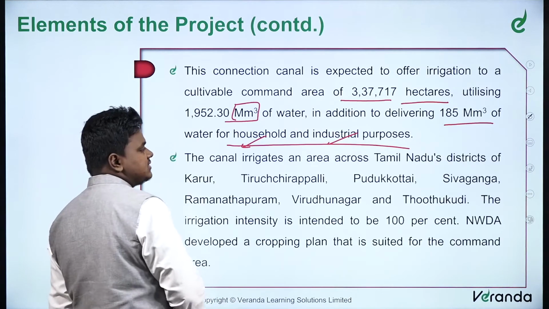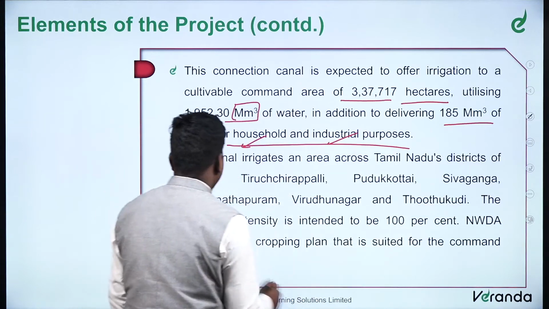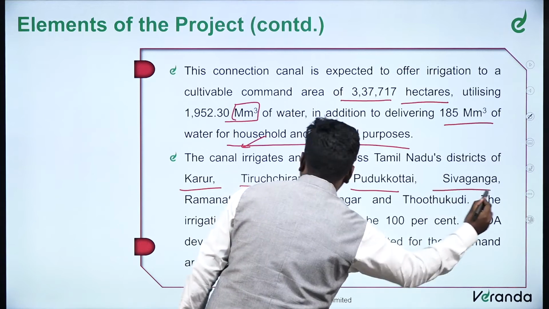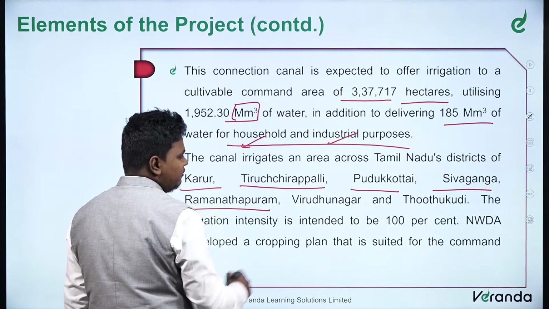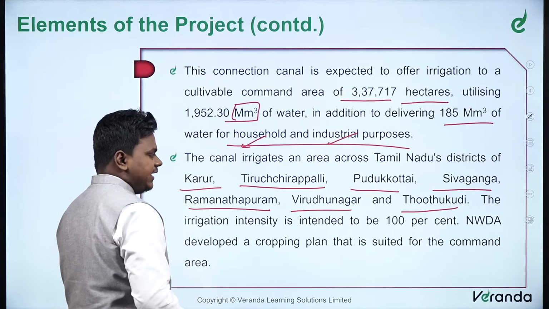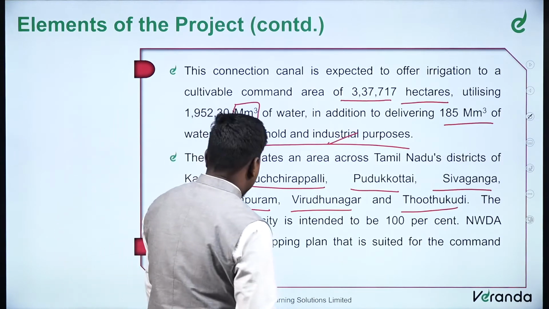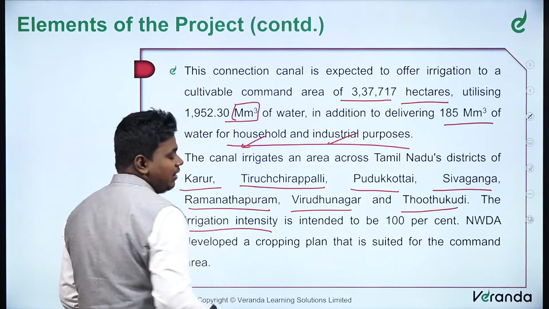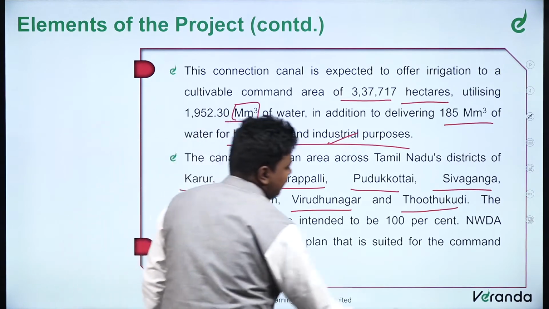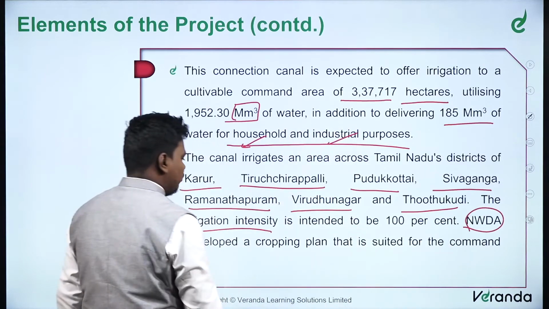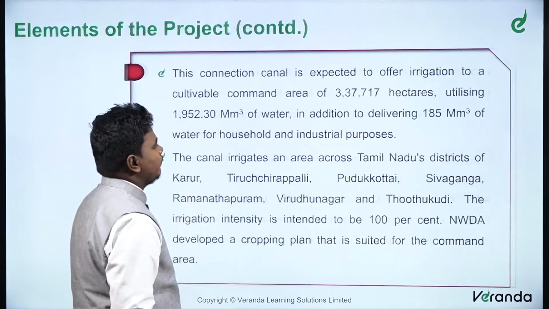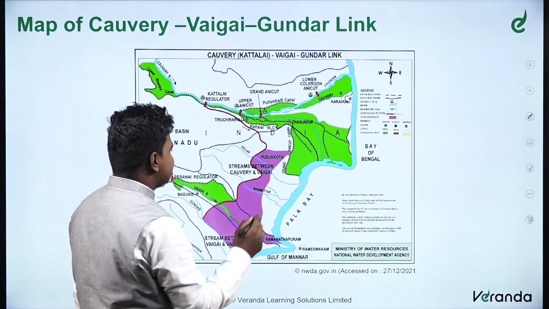The canal irrigates the area across Tamil Nadu's districts of Karur, Tiruchirappalli, Pudukottai, Sivaganga, Ramanathapuram, Virudhunagar and Thoothukudi. The irrigation intensity is intended to be 100%. So, the NWDA developed a cropping plan that is suited for the command area. So, let us see about it.